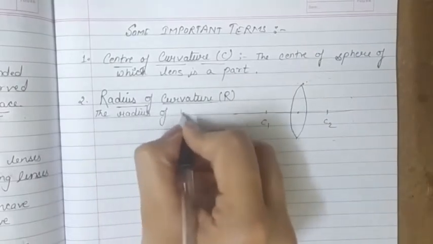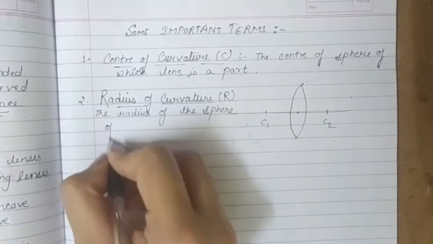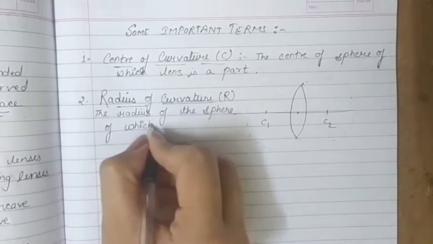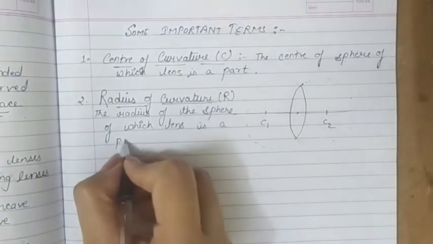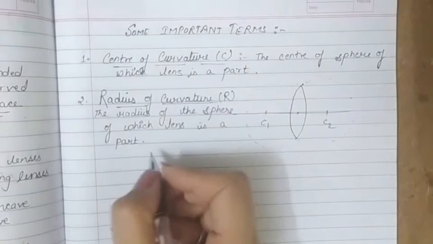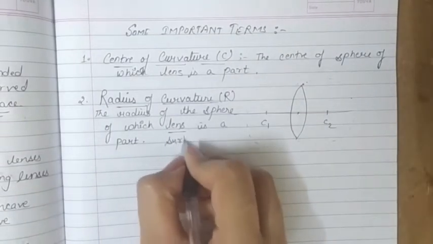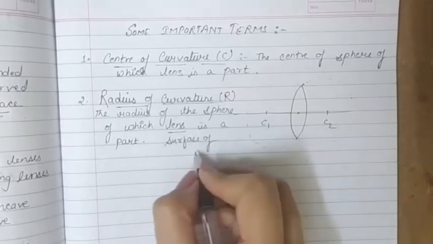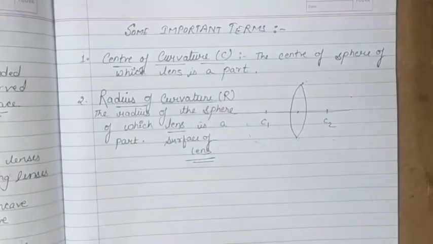Hence we can define radius of curvature as the radius of the sphere of which the lens is a part, or we can say that of which the surface of the lens is a part. That will be better. Then that radius of a sphere is called radius of curvature.